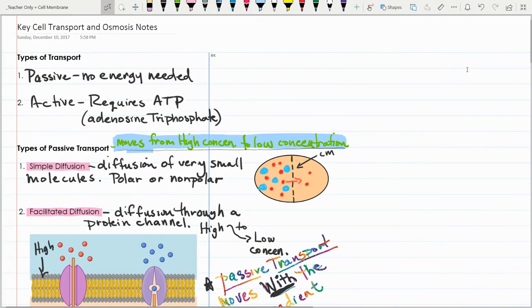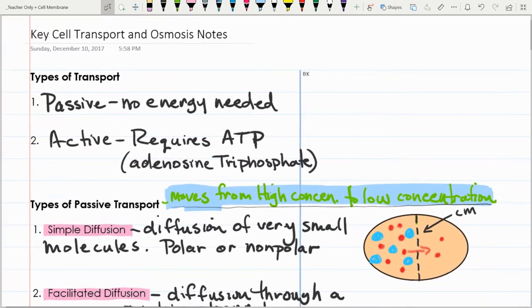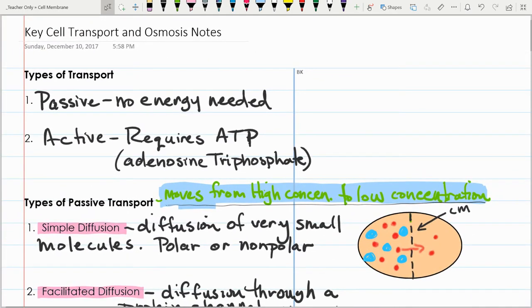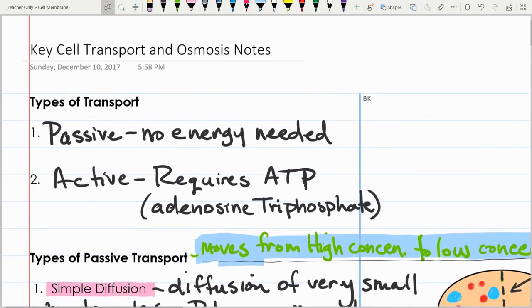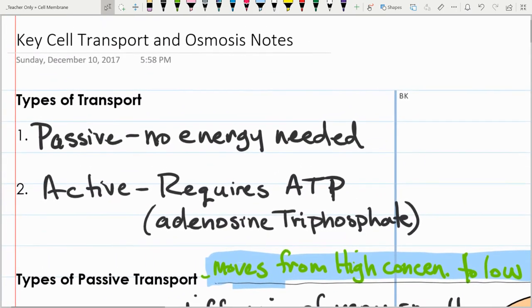Hey guys, we're going to take notes on cell transport and osmosis. So this would be transport of substances into and out of a cell across the cell membrane. There's a lot of good videos, short ones, to show the movement for each of these types of transport.